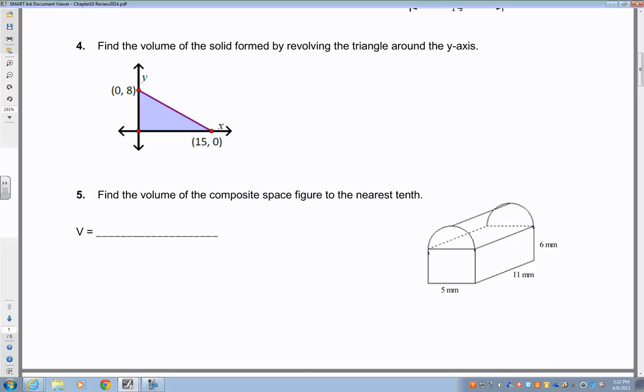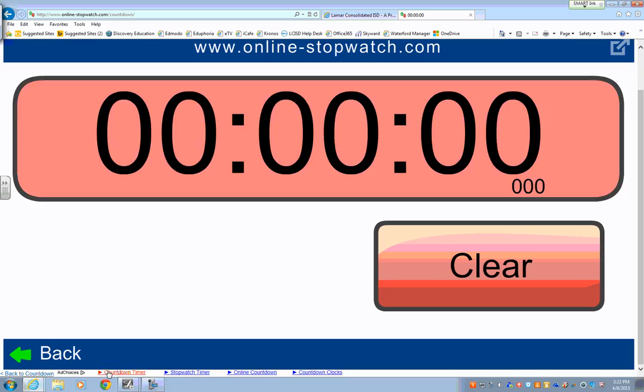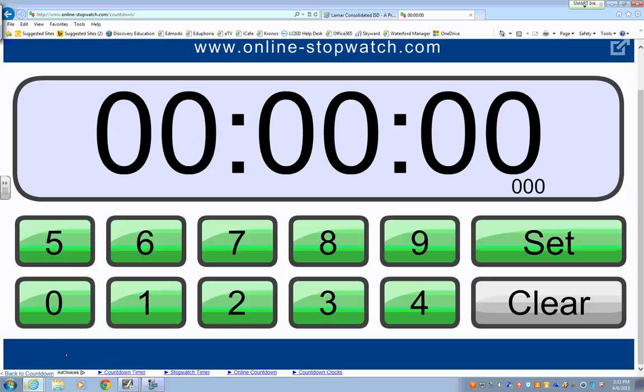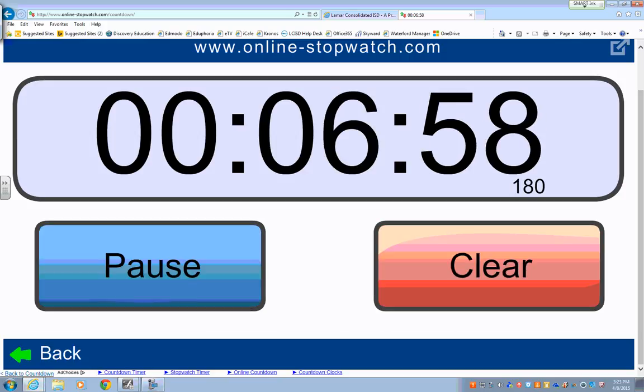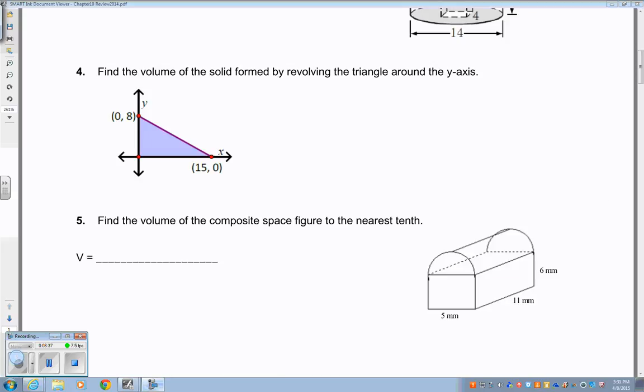Yeah, base times height. Area of the base times the height divided by 3. Yes. Okay, so you're definitely going to see your problems.